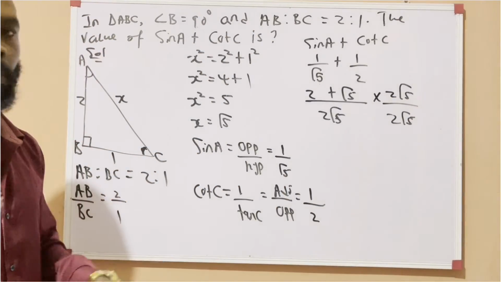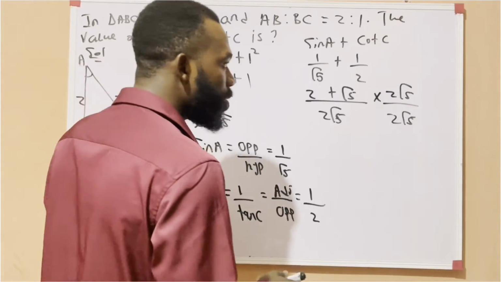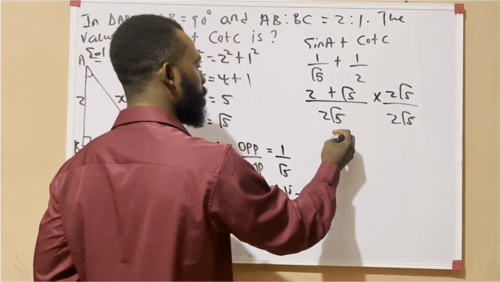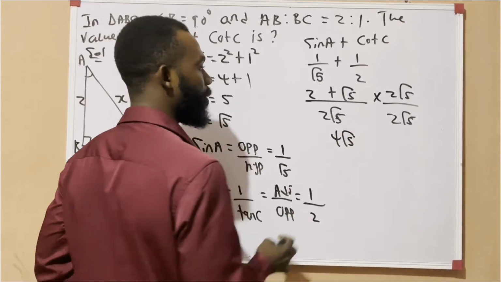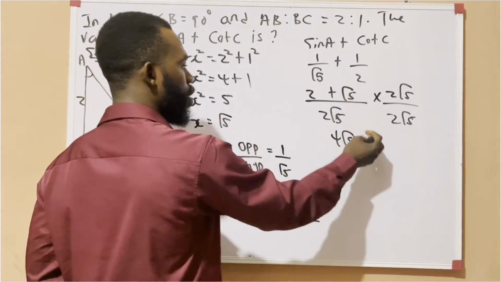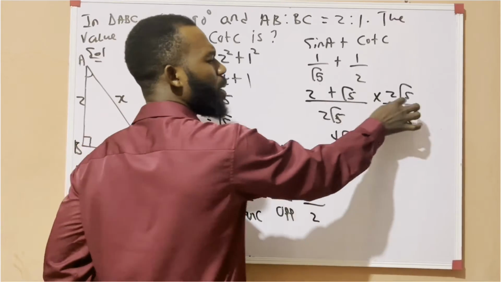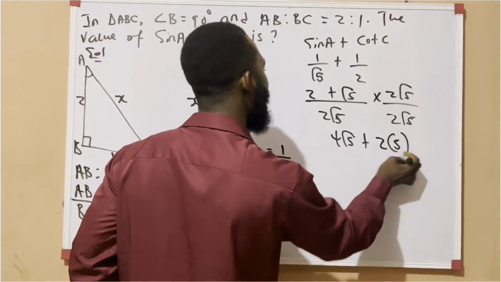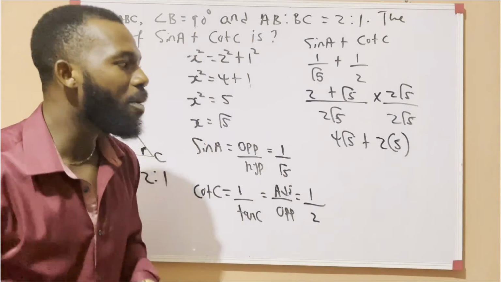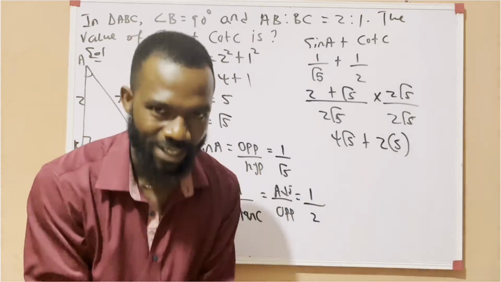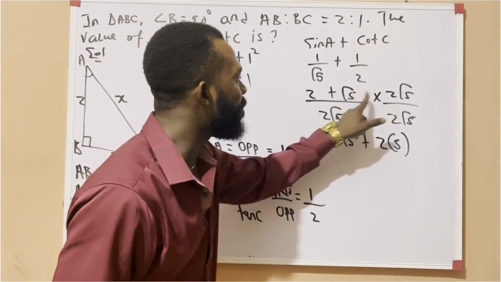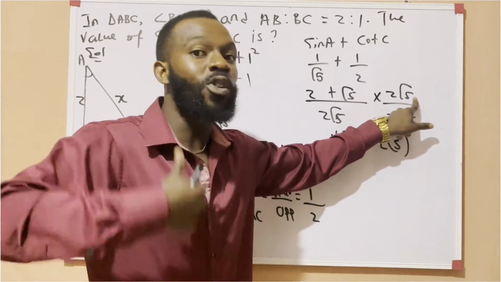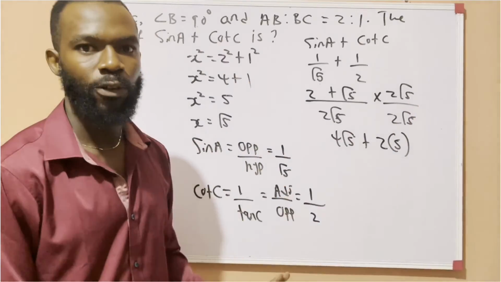So if we multiply, we are going to get this. Now, 2 multiply 2 root 5, I'm going to get 4 root 5. Plus, when root 5 multiplies 2 root 5, I'm going to get 2 bracket 5. My question is, how did I get 5? It is very simple. When root 5 multiplies root 5, you're going to get root 25. But the square root of 25 is 5. That is how I got 5 there.